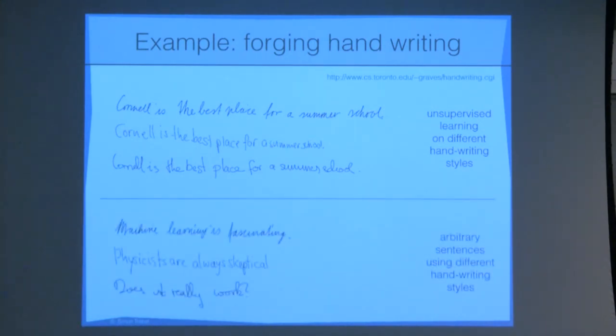And then after you have learned this, you can start writing arbitrary stuff. You have learned the handwriting of the first student, and you can write a sentence. You have learned the handwriting of the second student, you can write some other sentence and so on. So that's forging handwriting. So you learn that there are different ways of writing.